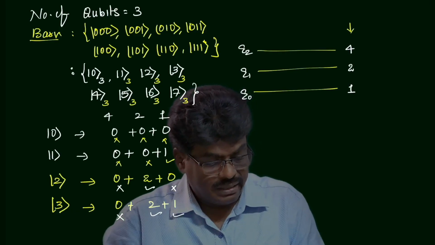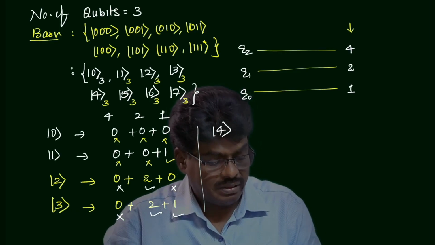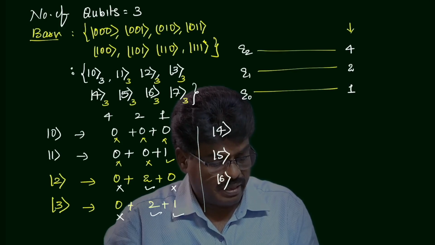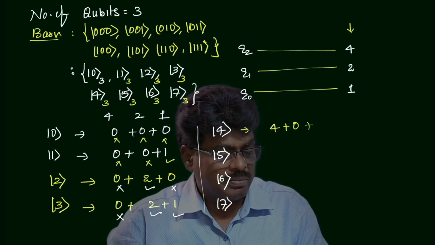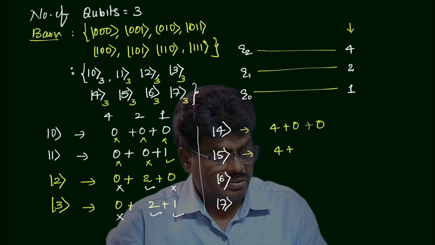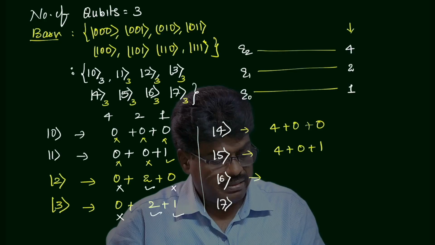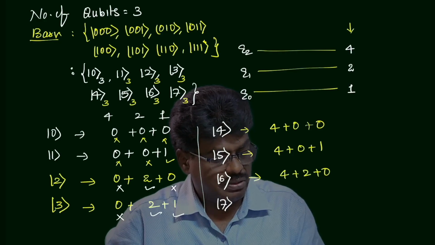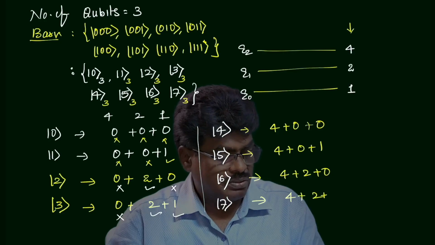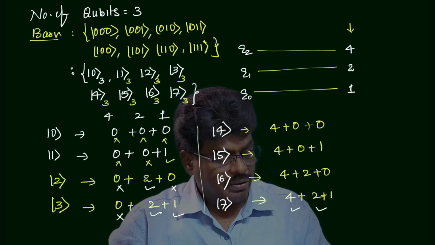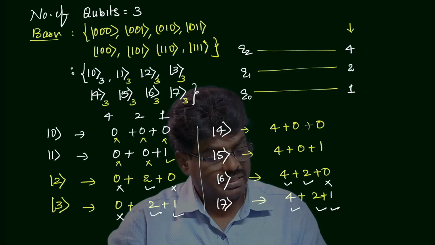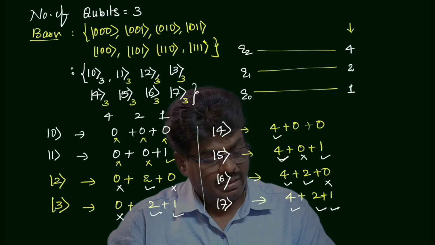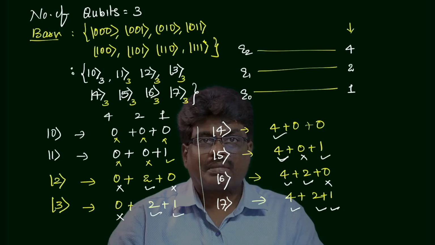off. Like this, if I take the 4th, 5, 6 and 7, I can write this as 4 plus 0 plus 0, and this is 4 plus 0 plus 1, and this is a 6, 4 plus 2 plus 0, and the 7, 4 plus 2 plus 1. That means here all 3 qubits are on, here first two are on, the second and third one is off, here these two are on, and this is off, and here this fourth one is on, like this.